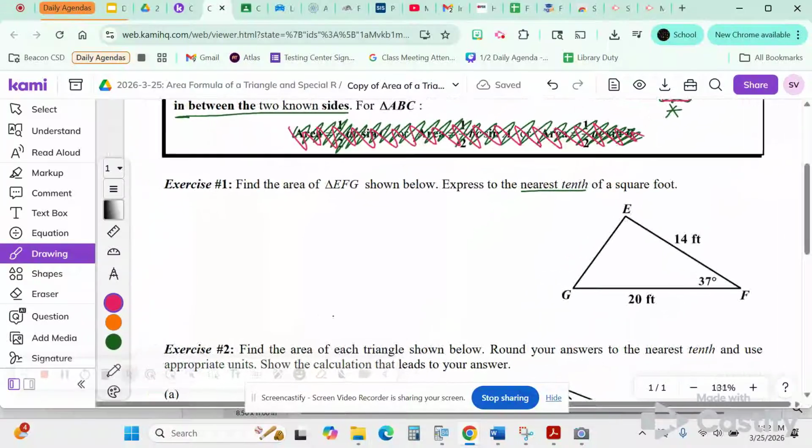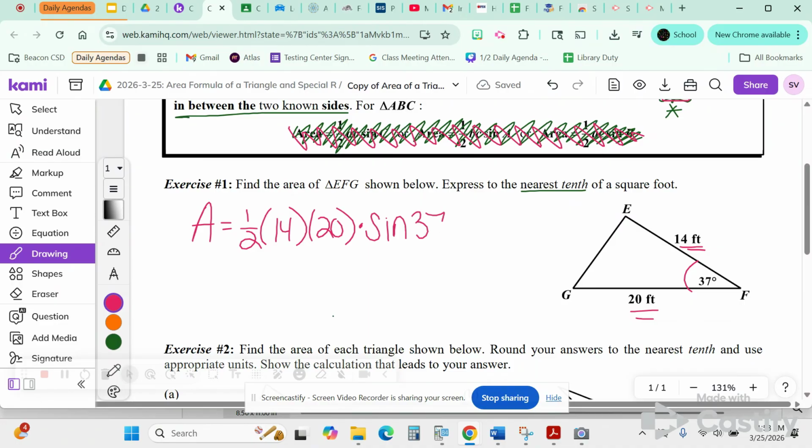We have: find the area of triangle EFG shown below, expressed to the nearest tenth of a square foot. So here's my two sides, and here's the angle that's in between. So if I'm setting up my area formula, I have 1/2 times 14 times 20 times the sine of 37. It doesn't matter whether 20 or 14 is A or B. You can just plug them in whichever order you like.